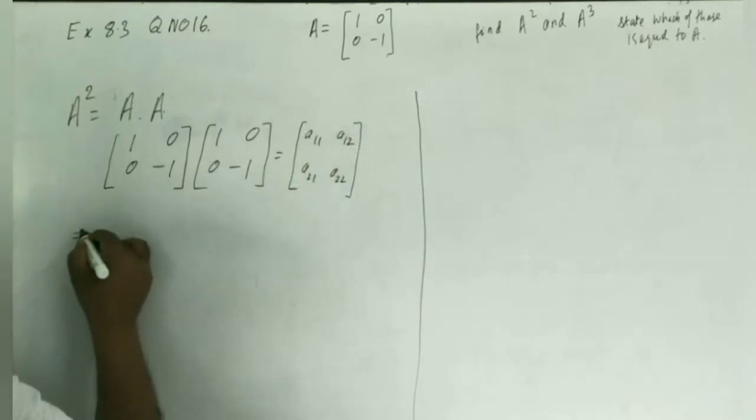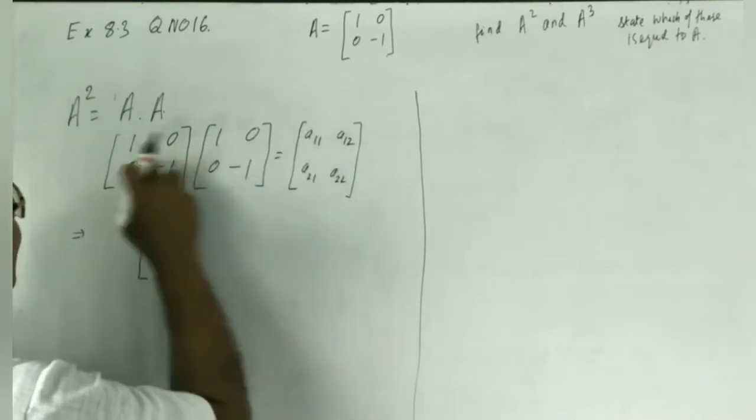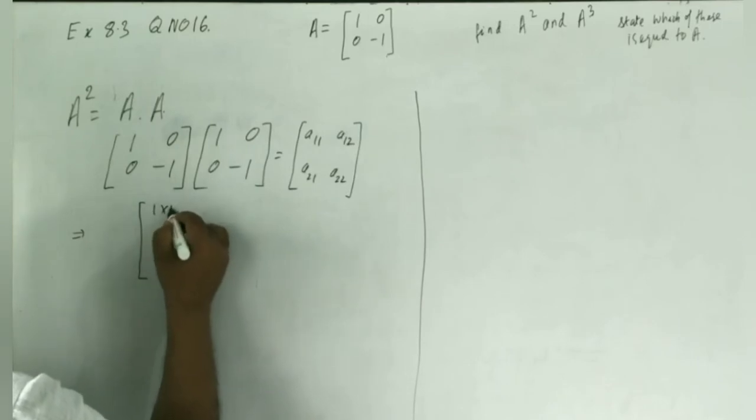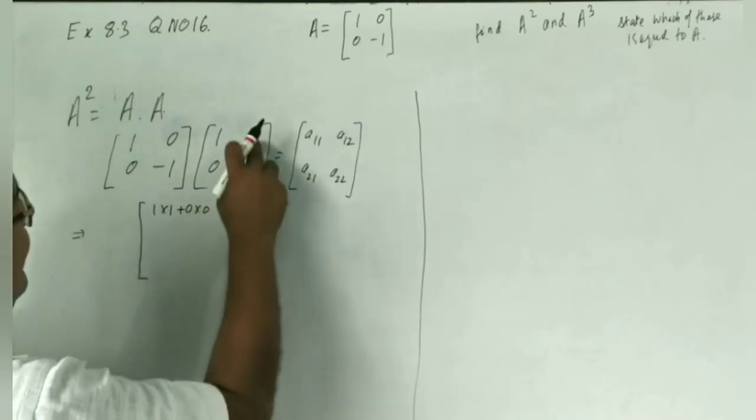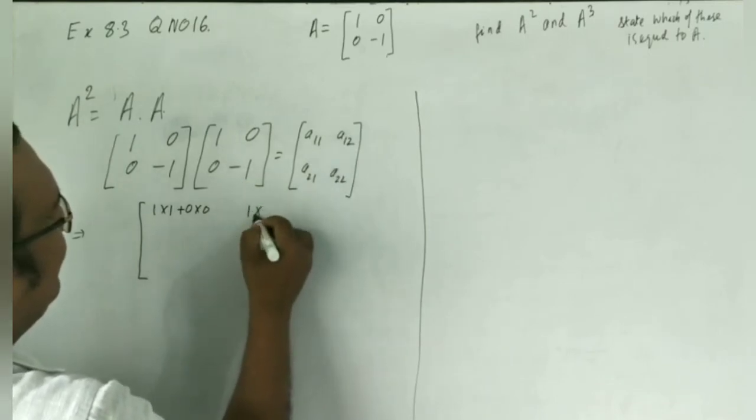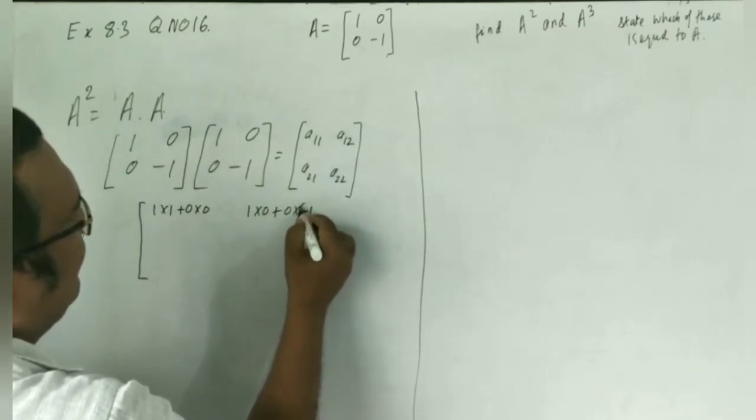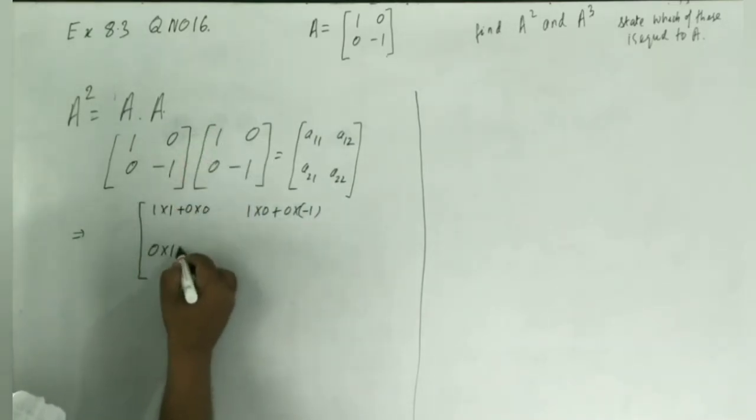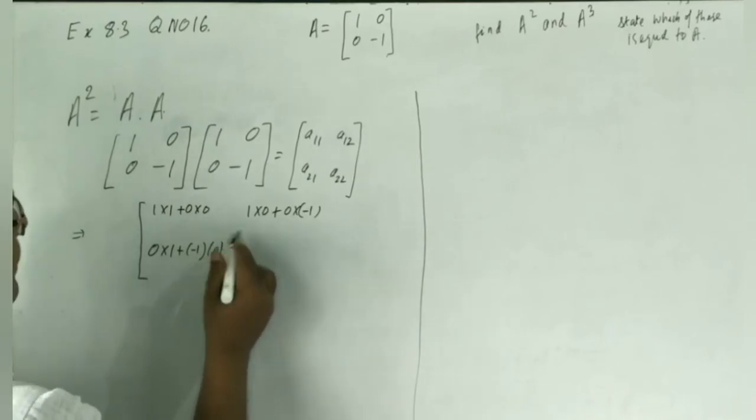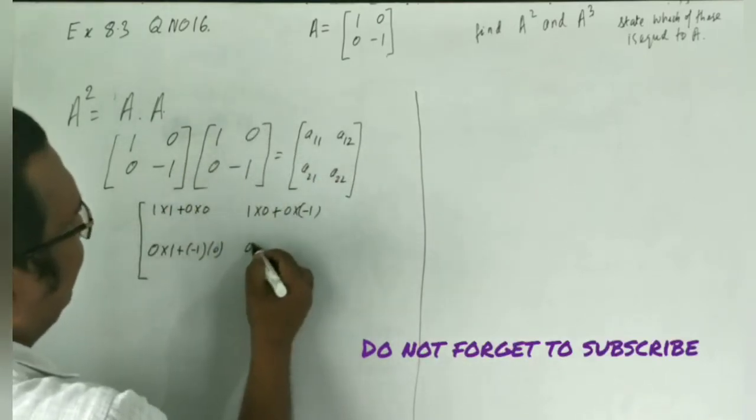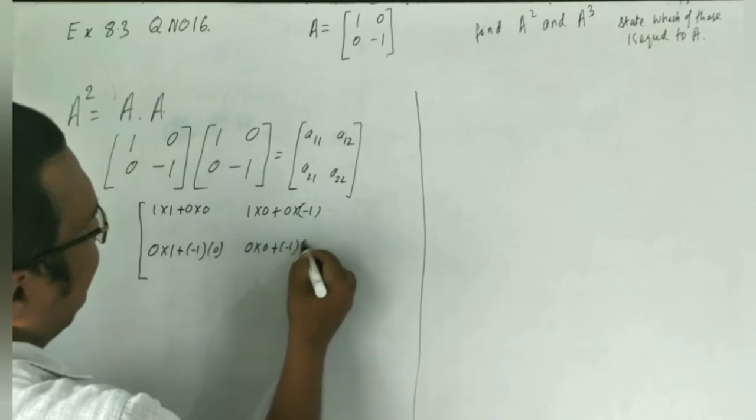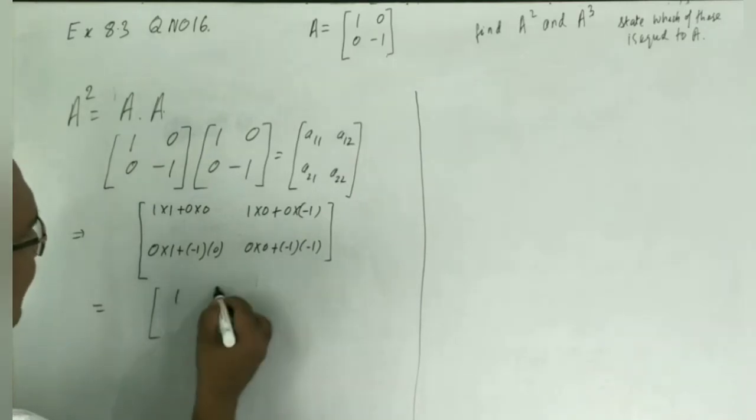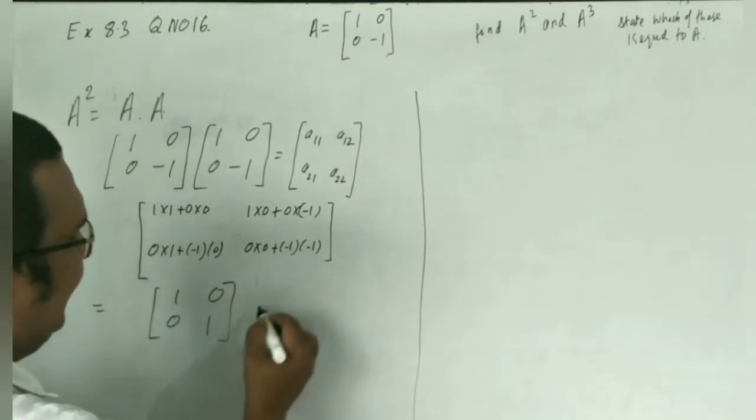So, first row and first column, 1 into 1 plus 0 into 0. This is first row and second column. Second row and first column. Second row and second column. Now to simplify, I get 1, 0, 0, 1. It's an identity matrix, remember that.